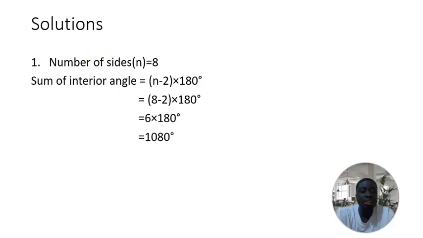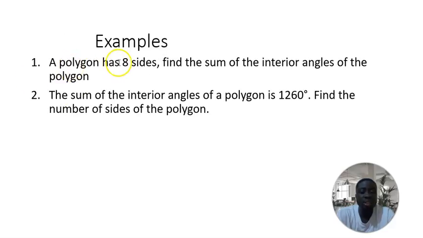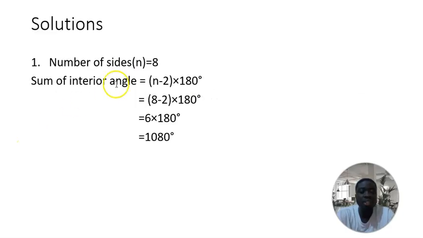But n was given; looking at the question, the polygon has 8 sides. That means that n is what? 8. So if n is 8, wherever you see n, you put 8 there. So you're going to get (8 minus 2) times 180 degrees. You take 2 from 8, you get 6 times 180. So the sum of interior angles of that particular polygon is 1080 degrees. As simple as that.